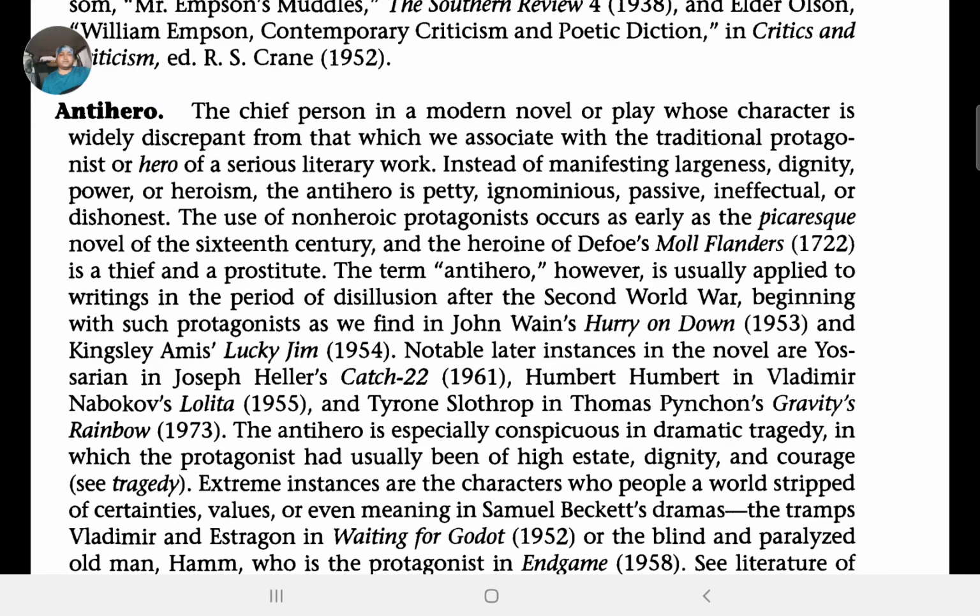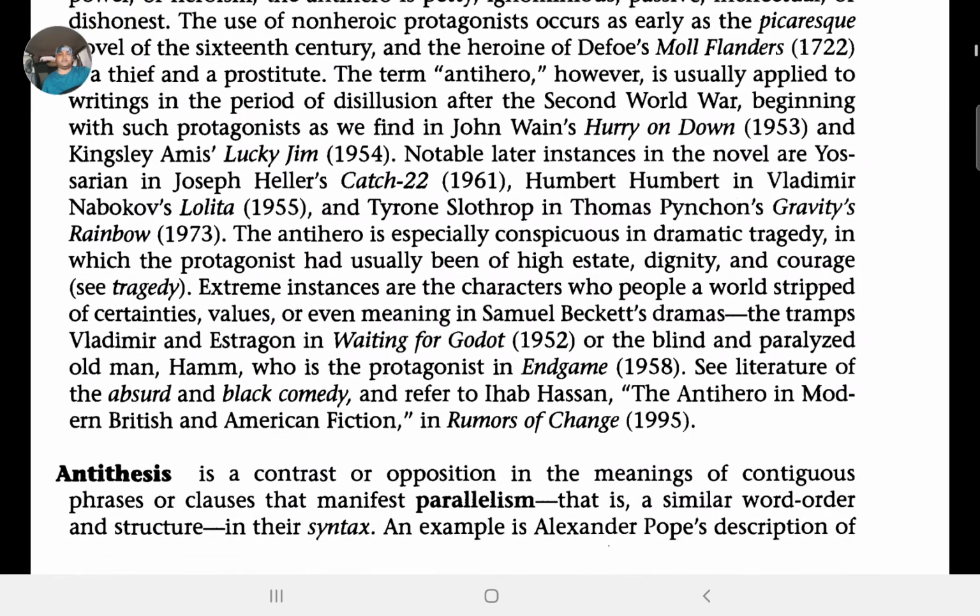Protagonists of tragedy had usually been of high state, dignity and courage. Extreme instances we can find in the famous absurd drama Waiting for Godot, where we have two tramps. The drama is written by Samuel Beckett, and the two tramps are Vladimir and Estragon. We have some other examples also, like the protagonist of Endgame, 1958. So this is the concept of the anti-hero.